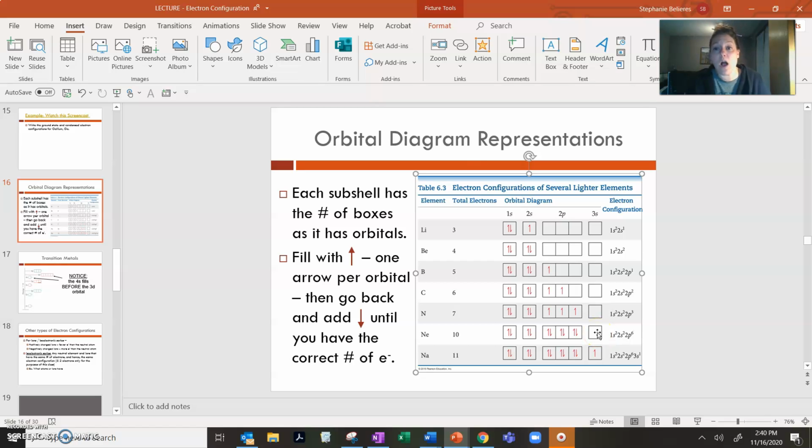And so I'm only going to draw the orbital shapes or the boxes that I need. And that's it, pretty much. That's how you do it.